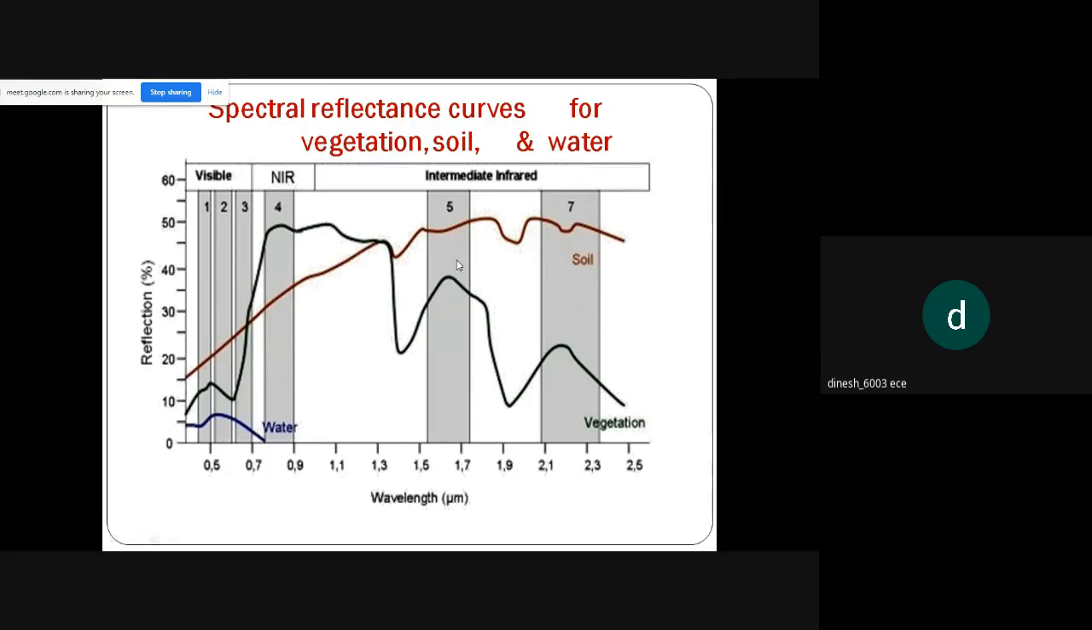And if you want to find soil, we need to go to the near infrared region, where there is approximately 50% of reflection. You can choose from 1.7 micrometers to 2.1 micrometers wavelength for determining soil. So this will help us in designing an appropriate system to monitor different objects present on the soil, depending upon the reflection of the spectral reflectance curve.